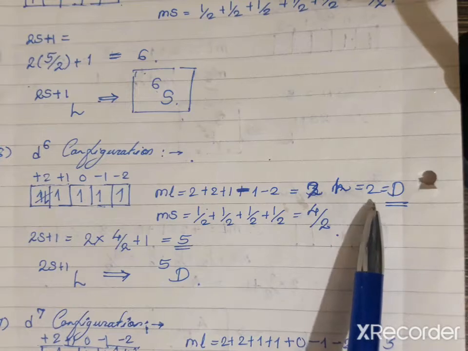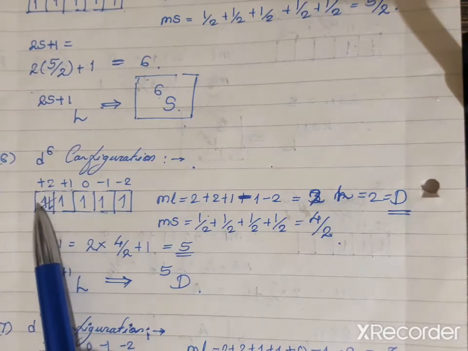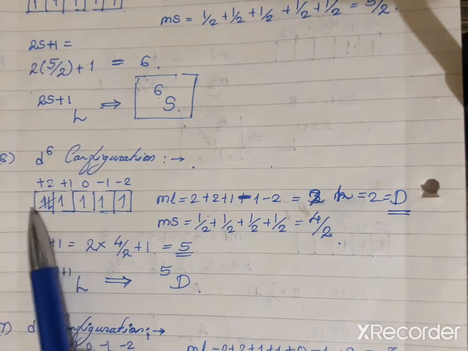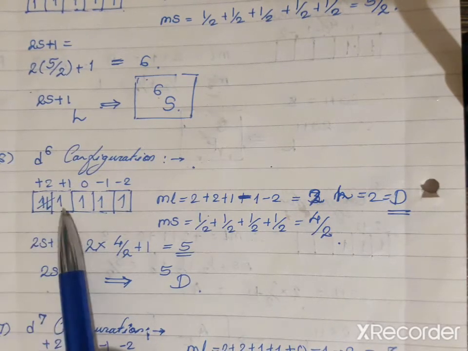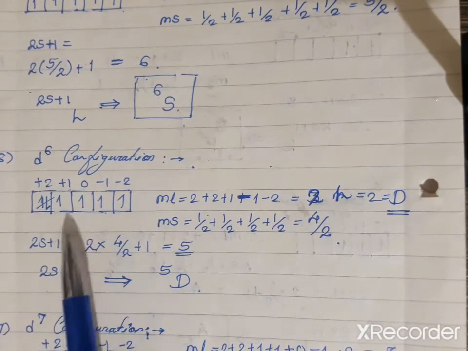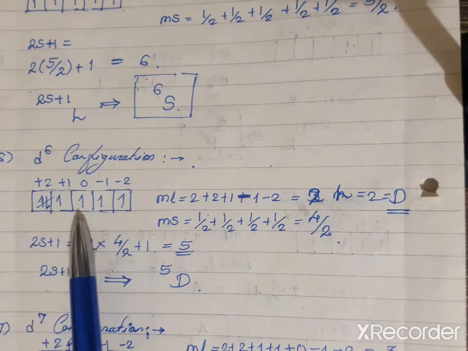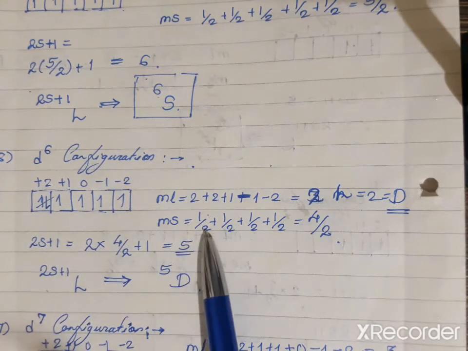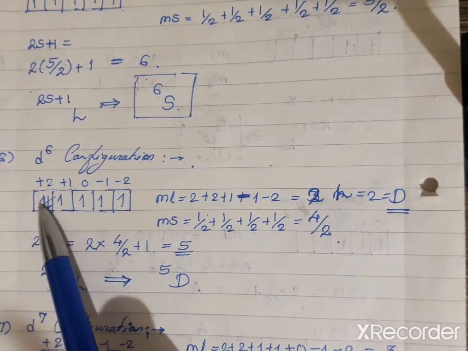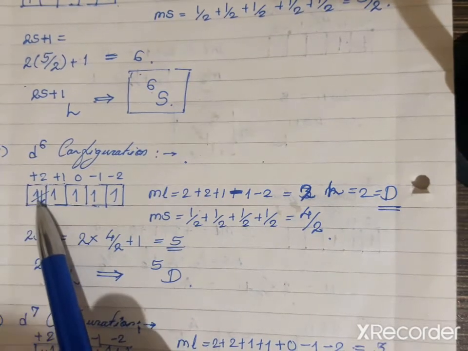So L is equal to 2, that's why it is D. Now the spin: the +1/2 and -1/2 mutually get cancelled. Just cancel these, and there are 1, 2, 3, 4 unpaired electrons. So just count 1/2, 1/2, 1/2 and 1/2. There are 4 unpaired electrons, and each electron gives positive spin, so +1/2 +1/2 +1/2 and +1/2. We can cancel the positive spin and negative spin, so these two electrons get mutually cancelled.